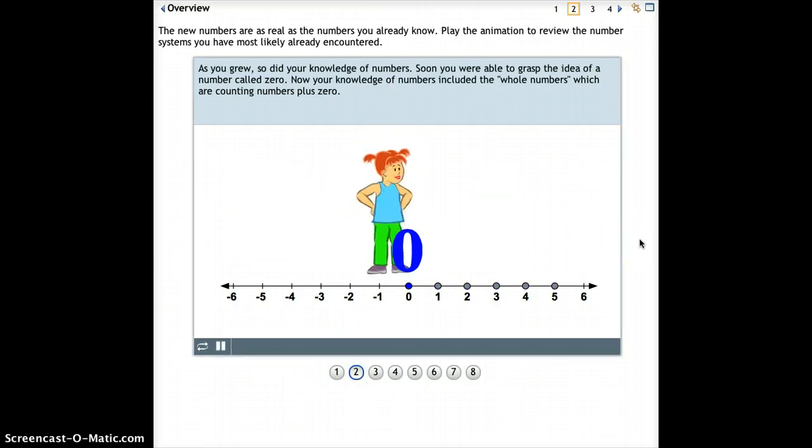As you grew, so did your knowledge of numbers. Soon you were able to grasp the idea of a number called 0. Now your knowledge of numbers included the whole numbers, which are counting numbers plus 0.